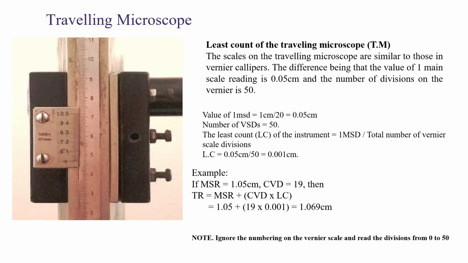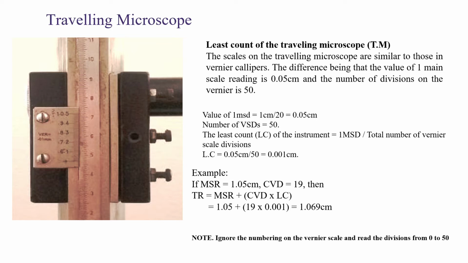So the value of each division is 1 by 20 of a centimeter, which is 0.05 centimeter. And the number of graduations or divisions on the vernier scale is 50. There it was 10. So the least count is 0.05 centimeter divided by 50, which is equal to 0.001 centimeter. That is the least count of travelling microscope.